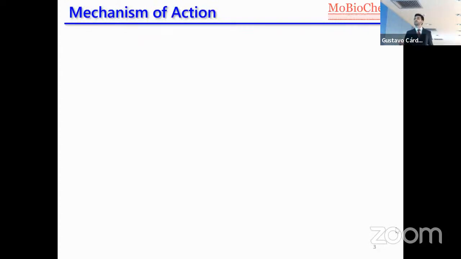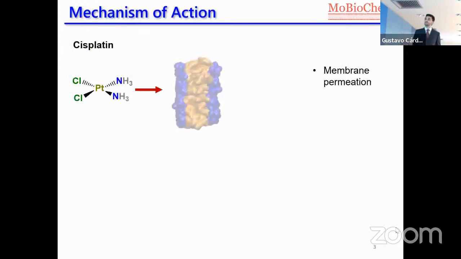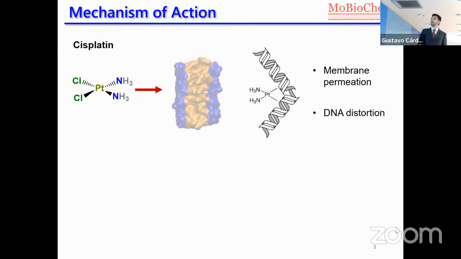So we have first the cisplatin molecule. Now, in this case, well, as you saw before, we have the permeation of the cisplatin inside the lipid membrane. And afterwards, the cisplatin molecule loses these two chlorine ligands and binds to nuclear bases of DNA, causing a distortion of DNA that ultimately triggers, let's say, apoptosis, which is basically the programmed cell death.